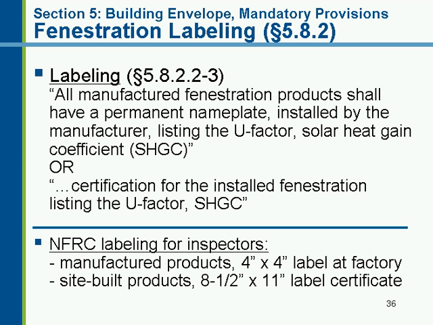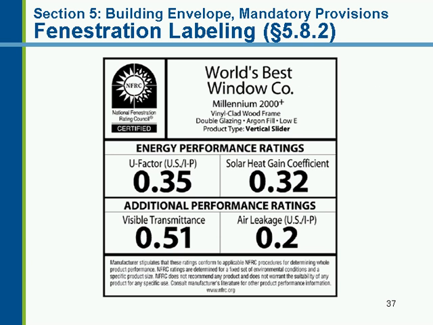In terms of labeling, there's a requirement in sections 5.8.2.2 and 2.3 for either a permanent nameplate or some other certification of the U-factor or solar heat gain coefficient. The NFRC labels, there are two types. There's one that's put on manufactured products at the factory. This is a 4-inch by 4-inch label. And then for site-built products, there's an 8.5 by 11 label certificate. And let me show you what those look like.